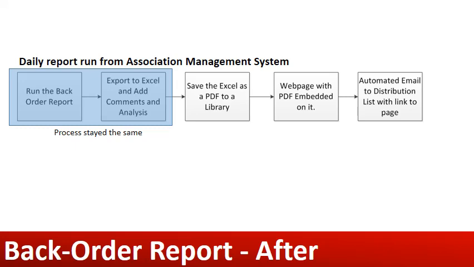most current PDF. And as the PDF was saved in the library, that's when an automated email would go out to the distribution group. And that email message had a link to the page with the embedded PDF on it. So nobody ever got an attachment. They'd click the link, it would take them to the page, they'd see the report, and if they wanted to, then they could save the report using the embedded Adobe Acrobat Viewer. They could save the report to their local hard drive if they wanted to.